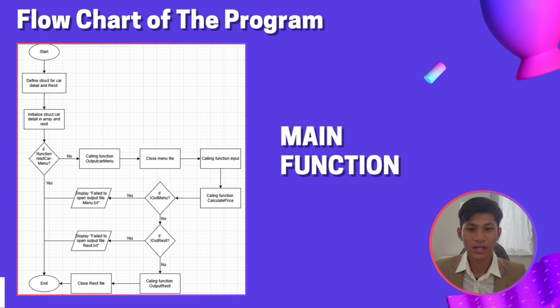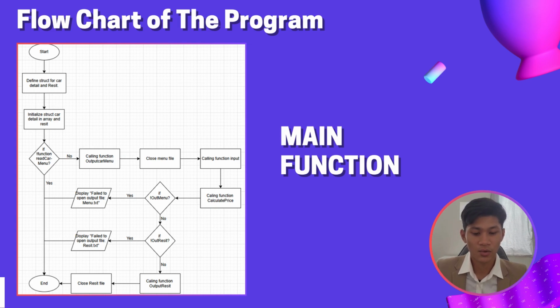Assalamualaikum and good morning. Now I will be explaining the main function. Through the flowchart, we will start with defining the struct for car details and the receipt, and then we will initialize it. Afterwards, we will check whether the car menu can be read or not. If it can be read, we will continue to the new function, which is output car menu, where this function will give the customer the file for the menu, the details of the cars that we are renting out. After we close the menu file, we continue with the new function, which is function input.